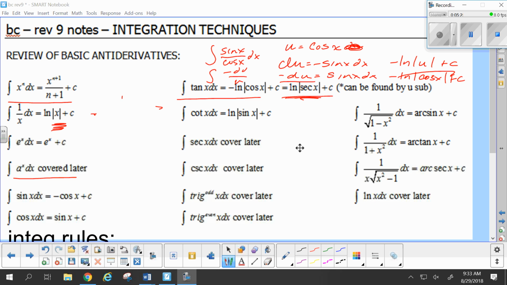Trig to an odd power. For example, you can integrate sine. Cool. But can you integrate sine cubed?